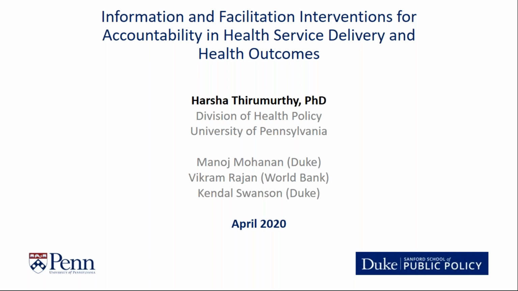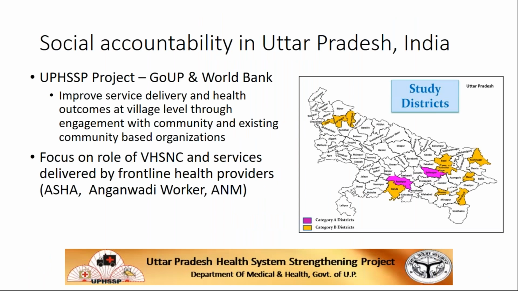So with that context in mind, I want to tell you about the social accountability interventions that were implemented here. This is in the state of Uttar Pradesh in India. As many of you may know, it's the largest state in India with a population of over 200 million individuals. And it's also the state that has among the poorest health indicators in India when you look at everything from nutrition outcomes to infant and maternal mortality rates.